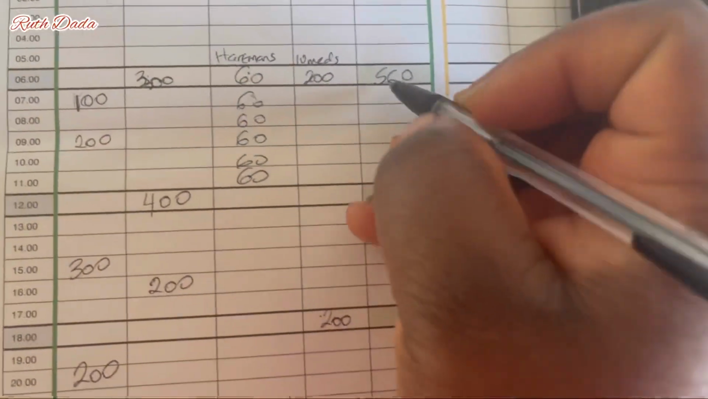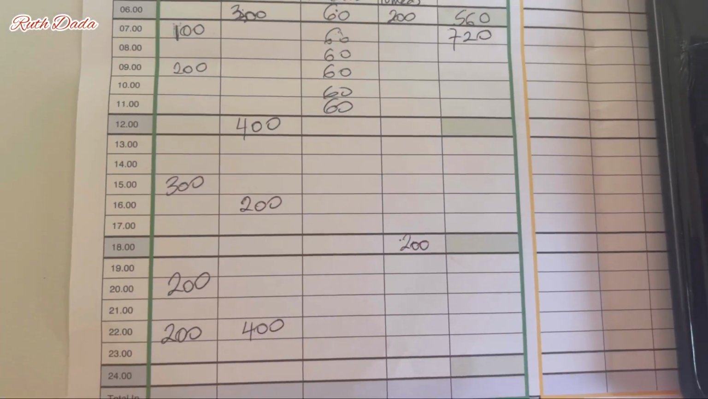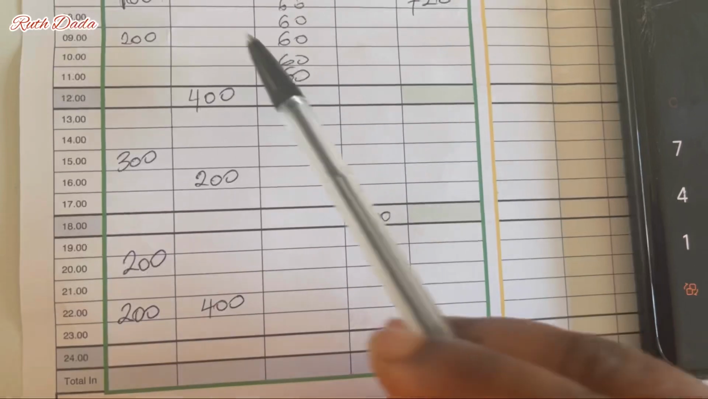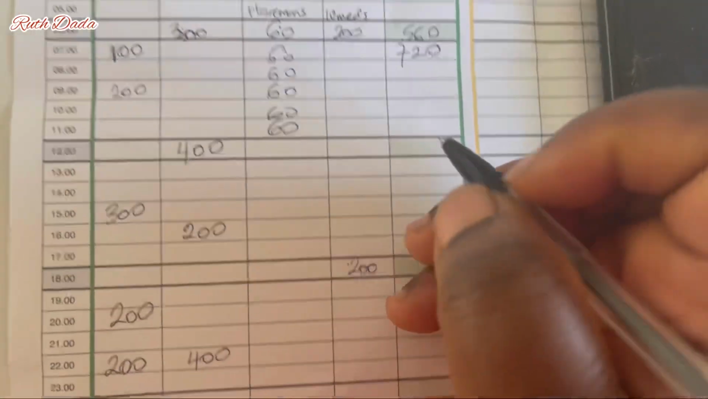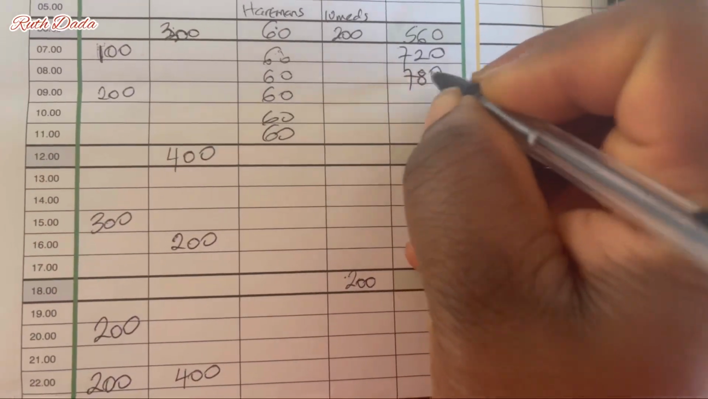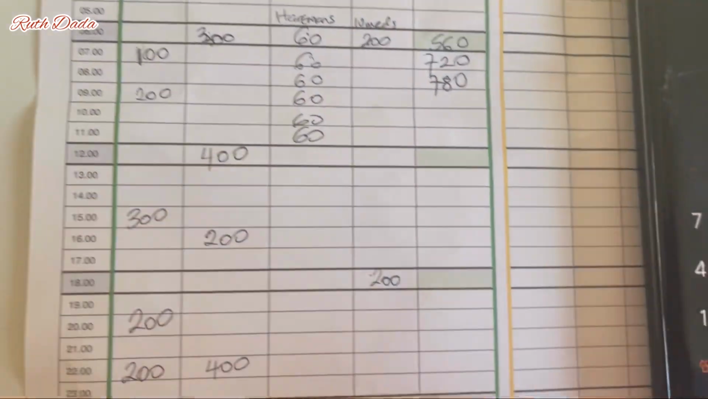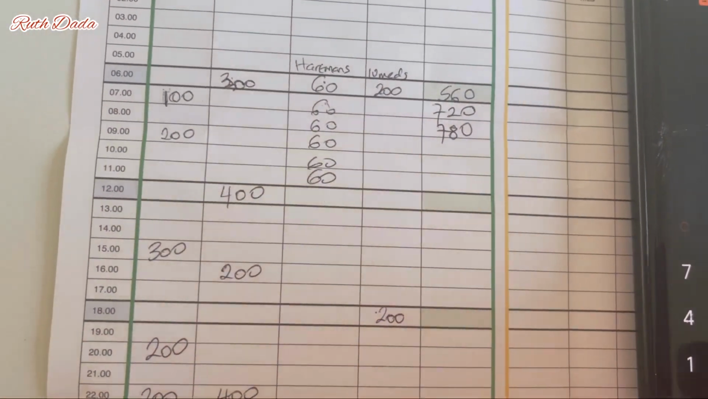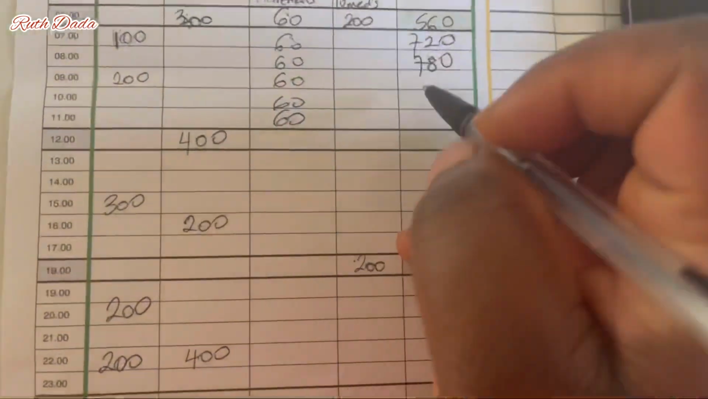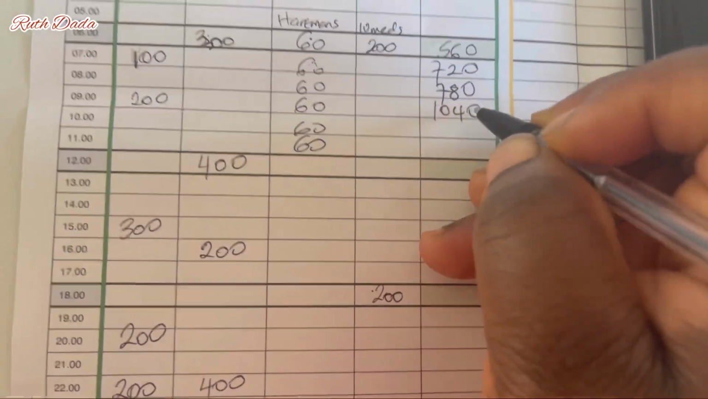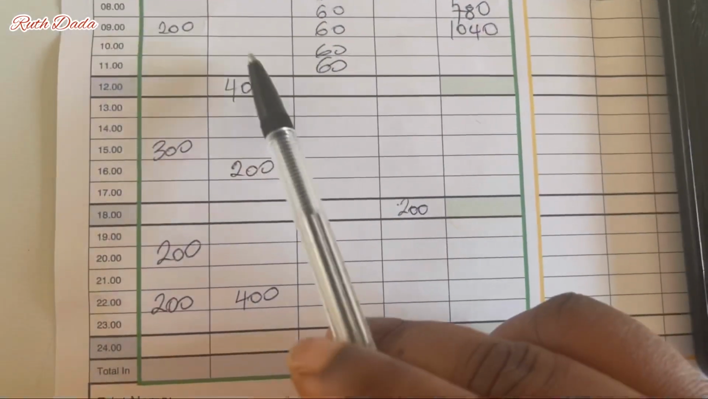That's 720. So you can see the cumulative total input here is 720. At this point she just added 60 mils, so you add it to 720, and that gives you 780. And at this point she had 260, so you add the 260 to 780 again. 780 plus 260 gives you 1040. So this gives you a cumulative total of the inputs she had at this point.